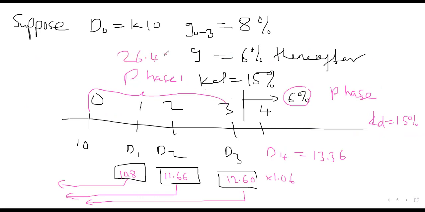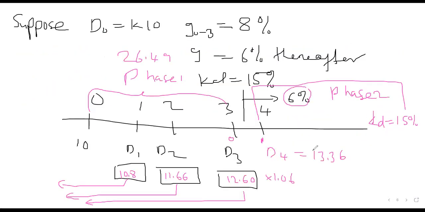26.49. Now, value of stock in phase 2, we'll now use the Gordon method. So if this is our year 0, this is our year 1. So we're going to calculate using Gordon's model. We know that value of stock now is equal to D1 over K minus G. All right. So our V1 is as good as what? 13.36.